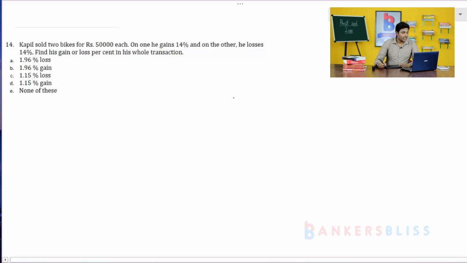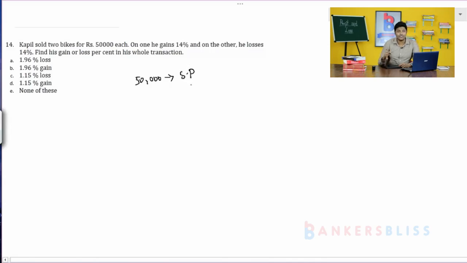Problem number 14. Kapil sold 2 bikes for rupees 50,000 each. On one he gains 14% and on the other he loses 14%. Find his gain or loss percent in the whole transaction. See here that this 50,000 is the selling price, not cost price.